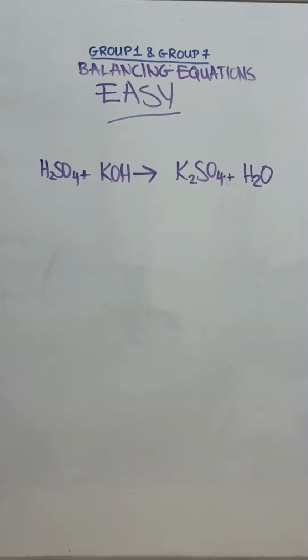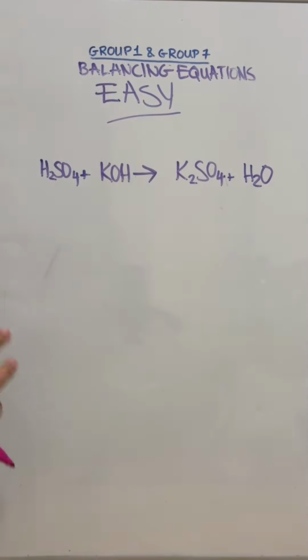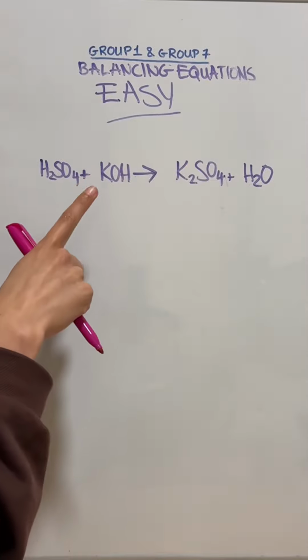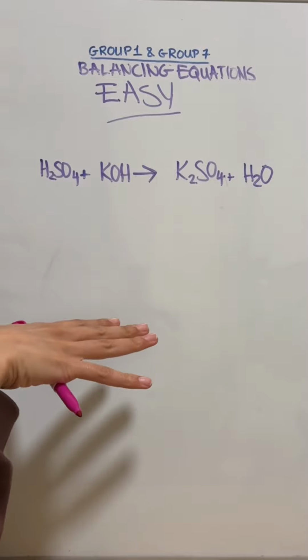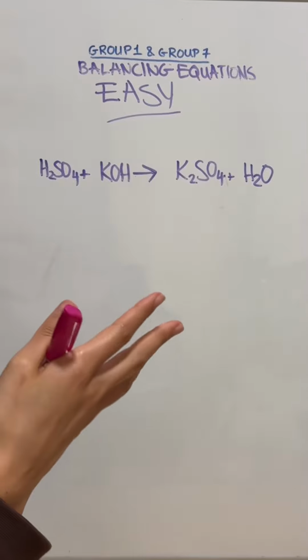Let's have a look at some more examples of balancing equations because this is a skill a lot of students genuinely struggle with. We're going to have a look at an easy example, then move on to a medium example, and then move on to an example that has a little bit more difficulty.